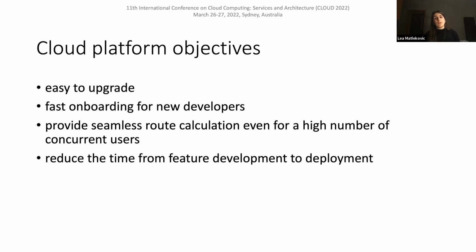So we want the platform to support many users and not to get clogged, let's say. And also, we want to reduce the time from feature development to deployment. So we want to make that time as short as possible. So when we develop a new feature, we want to get it to production as soon as possible, so that everybody can use it after.